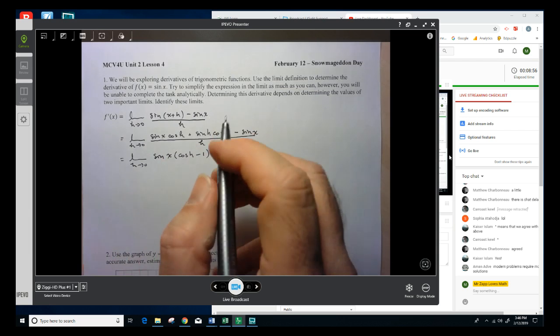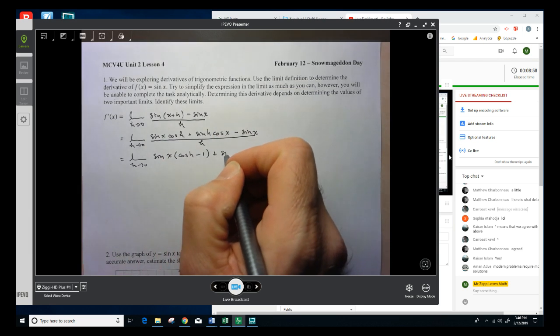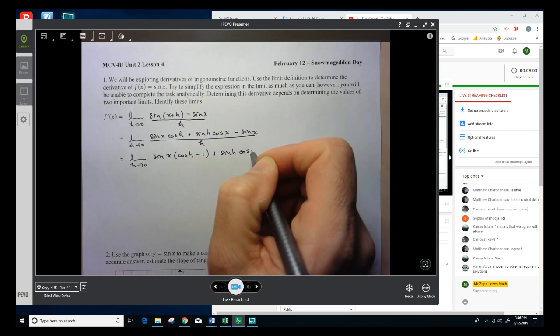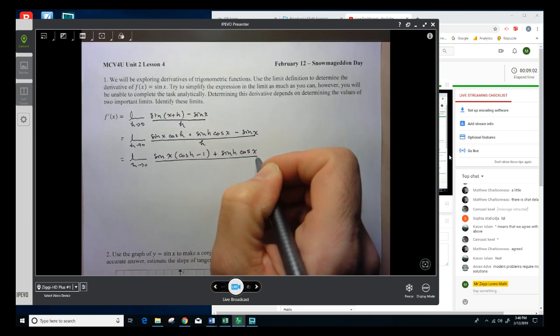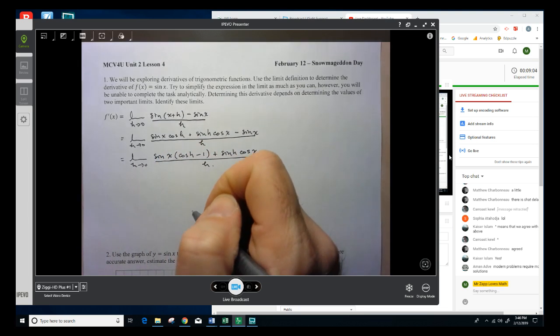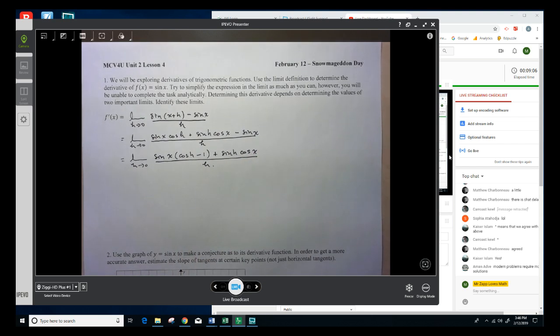And then here I'm left with the sine h cos x all over h. All right. Any questions before I move on? Okay, I'm not seeing any questions, so I'll assume that I can move on here.